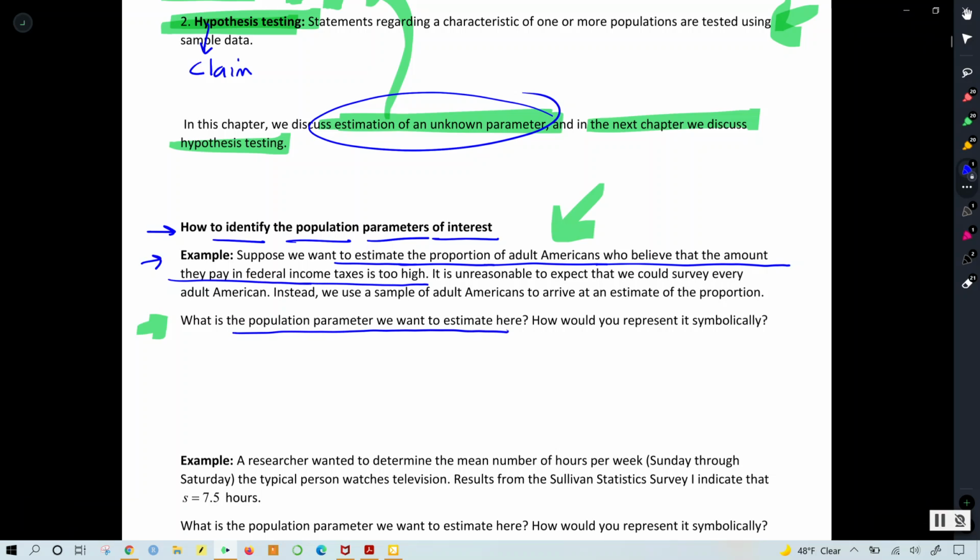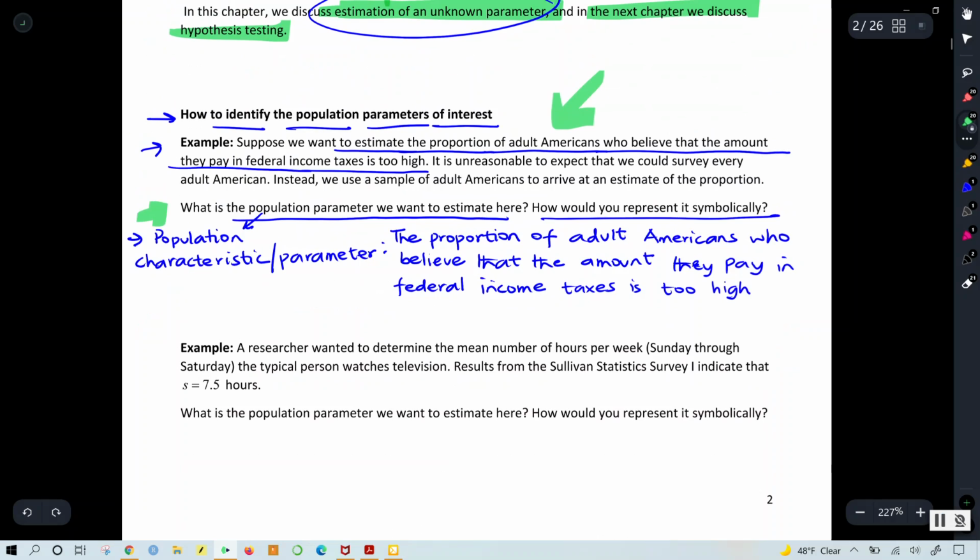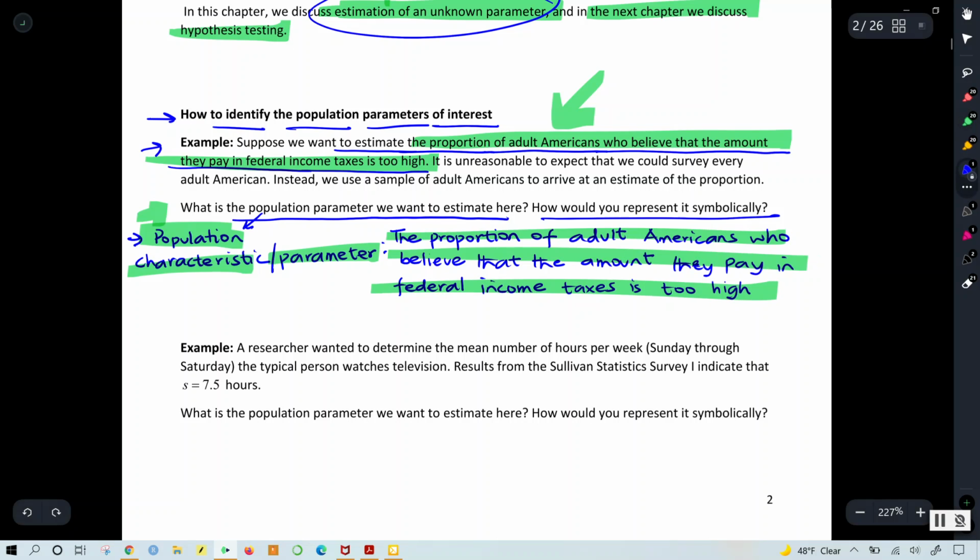So, to begin with, let's write out the population parameter and give it a symbolic representation. As expressed earlier, the population characteristic or parameter would be this proportion of adult Americans who believe that the amount they pay in federal income taxes is too high. That is what we have written down. Since we are talking in particular about proportion in the entire population of adult Americans, we represent that by capital P, or uppercase P.